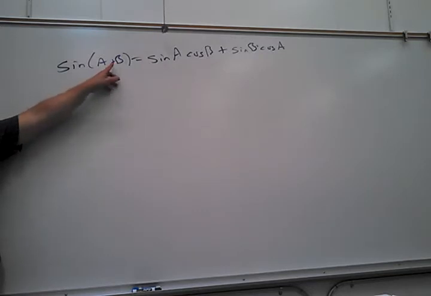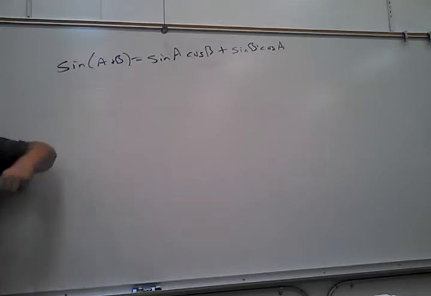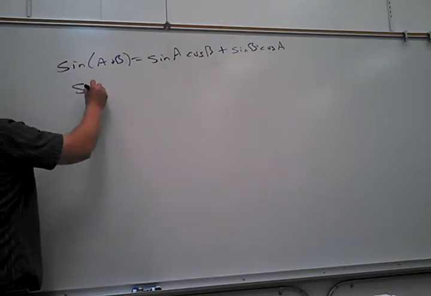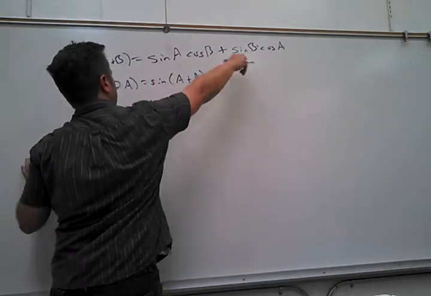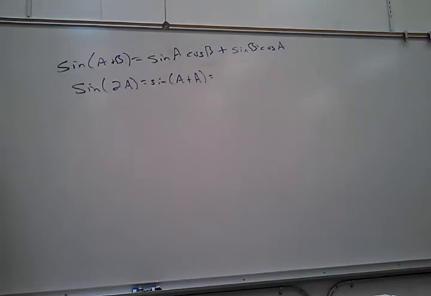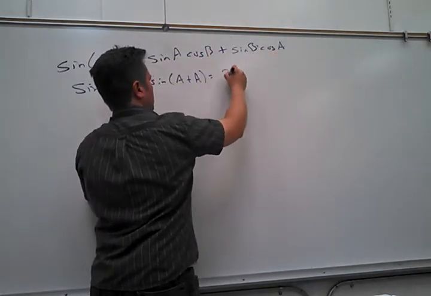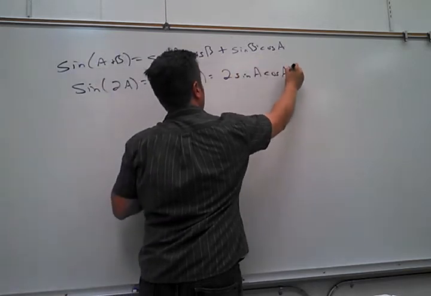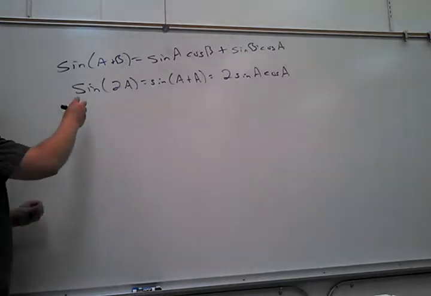So if I have A plus A instead of just A plus B, if I have two angles that are the same, which essentially is sine of 2A, sine of A plus A, I can use the same formula again. But now I get sine A cosine A plus sine A cosine A. It's just 2 sine A cosine A. Nothing amazing. And I had a bonus question that used that.